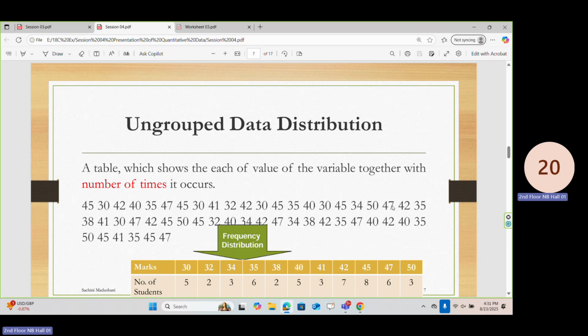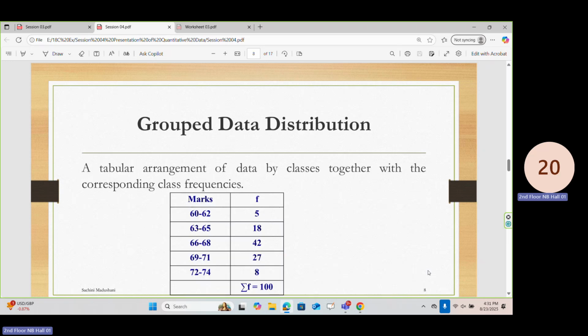But here, we take all the individual marks and group them together. The first group is 60 to 62. This is another example, not the same one. Then 63 to 65. Here we consider the group, then identify how many respondents are there. We assume these are marks. It means 5 students got 60 to 62 marks. Maybe 60 or 61 or 62, we do not know. It's clear. Then the second one, 63 to 65: how many students? Here, 80. It's clear. This format we call grouped data distribution.